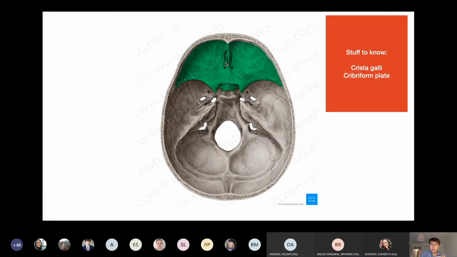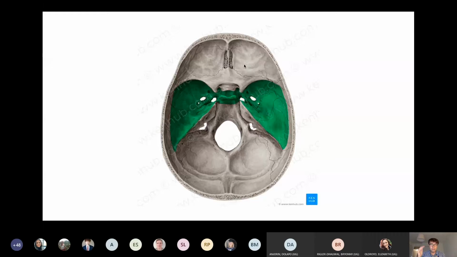And then there's perforations here in the ethmoid bone called the cribriform plate. And that's where the fibers of cranial nerve 1 come from the nose up into the brain case. So that's all you need to know for the anterior cranial fossa. The middle cranial fossa is a bit more complicated.